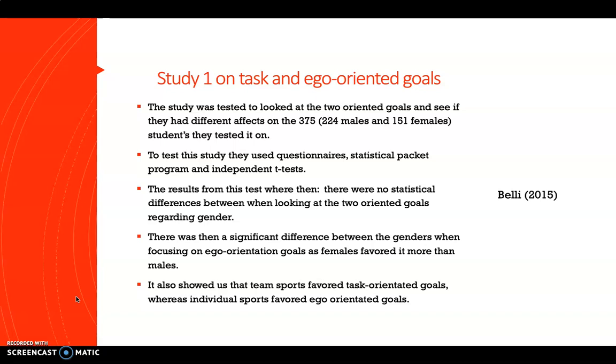To test this study, they used questionnaires, the statistical packet, which is a frequency analysis, and independent t-tests. They got from the study then that there was no statistical differences between when looking at the two oriented goals regarding gender. When they then looked into ego-oriented goals, they saw that the females favoured this a lot more than the males. It also showed us that the team sports favoured task-oriented goals, whereas the individual sports favoured ego-oriented goals. So your more football, basketball, they favoured winning, whereas your tennis and your badminton, they favoured wanting to improve the skill.